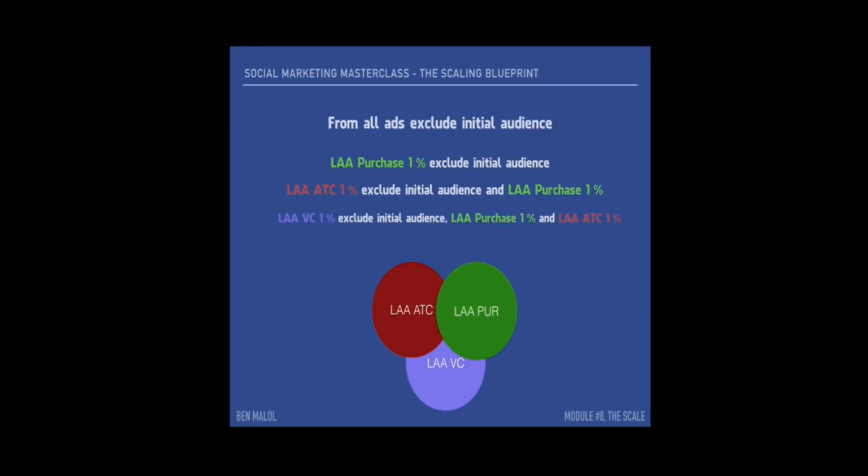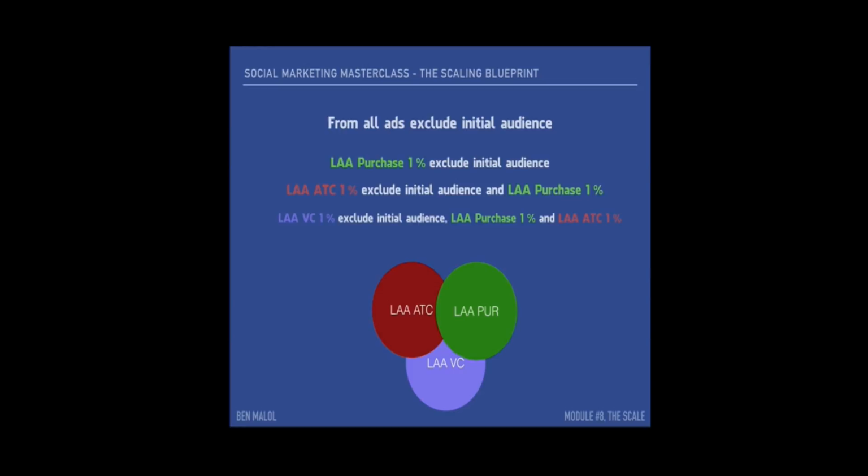When you're targeting any of these lookalikes, you're always going to exclude the initial audience, the audience that you started with, the first one, right? We scaled already on the first ad. I don't know what you targeted. You targeted either a lookalike audience already, or you targeted an interest or a few interests. So from all of these new ads, you're going to exclude that. You're going to exclude everything that you're targeting already.